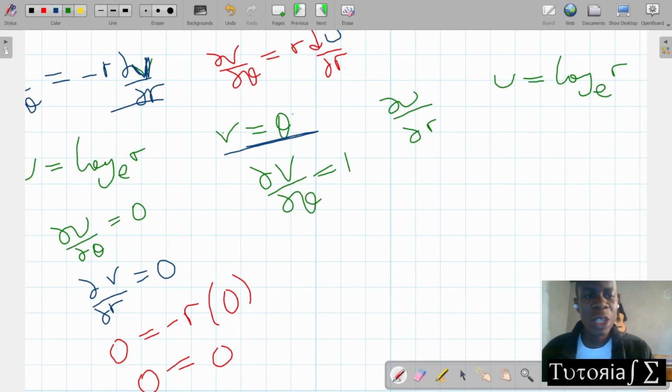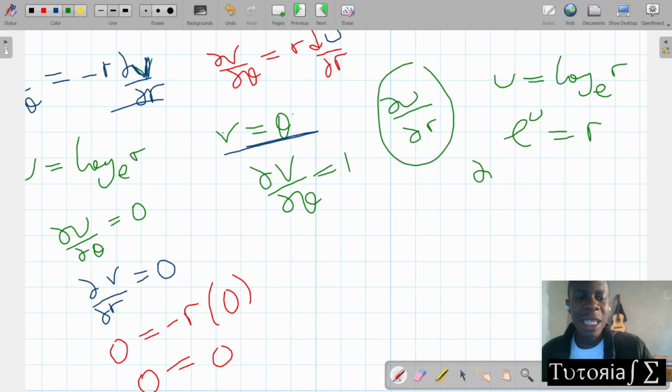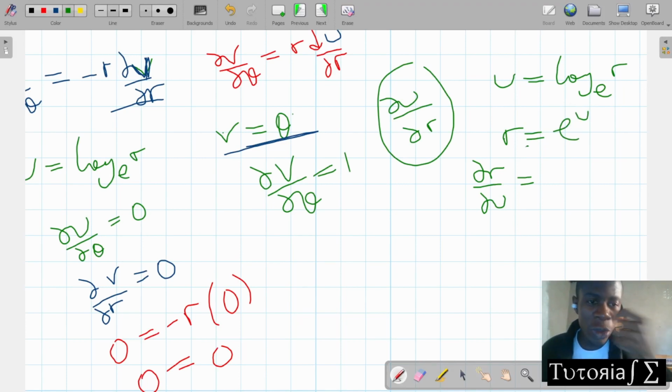So let's convert this into an exponent. We're going to have e to the power u is equal to r. So instead of finding du/dr, we're going to find dr/du, because we can flip this. This can be written as r equal to e to the power u. So r with respect to u will just be e to the power u.